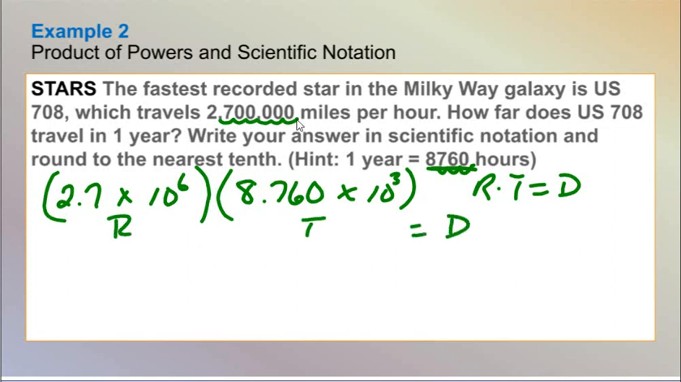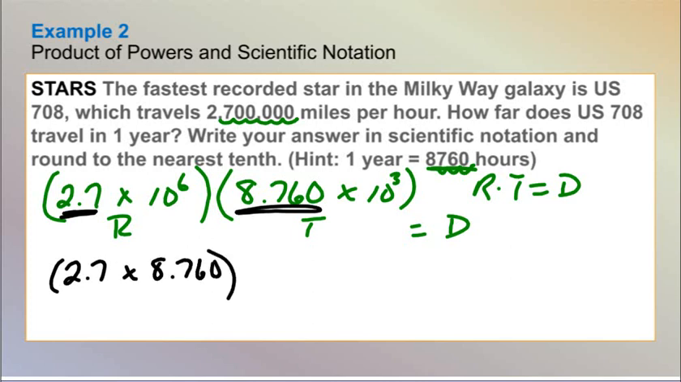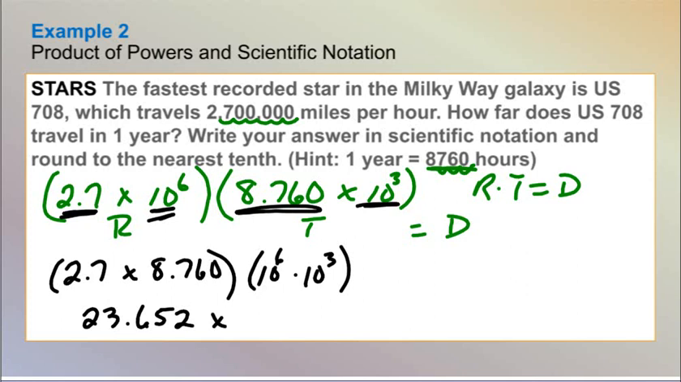When you multiply in scientific notation, you take the coefficients and you multiply them. So we have 2.7 times 8.760. And then we're going to multiply our powers of 10. So 10 to the 6th times 10 to the 3rd. So we're going to use our calculators. We have 2.7 times 8.760, and that gives us 23.652. This is times 10. And remember, when we multiply like bases, you add the exponents. So that's 10 to the 9th.